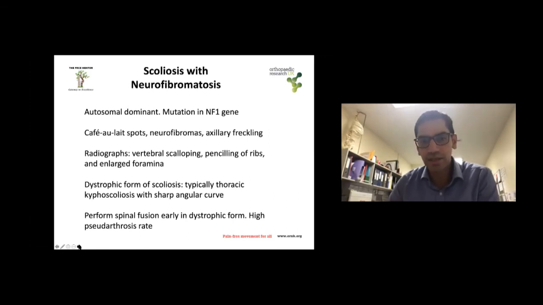There's 2 types of curves. There's the usual non-dystrophic curve of neurofibromatosis, which is just like the curves you see with adolescent idiopathic scoliosis, and you manage it just like that. And you also get the dystrophic curves, which are more worrying, which are typically thoracic, associated with kyphosis, and have a sharp angulation. And these tend to progress more rapidly and more frequently require surgical treatment. And when you treat these curves, they also have a higher association with pseudarthrosis. So quite often you may need to go through the front and through the back to fuse these curves.